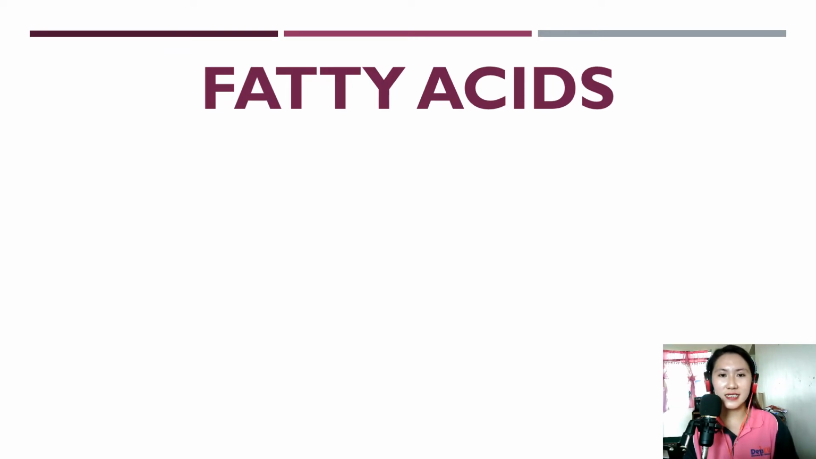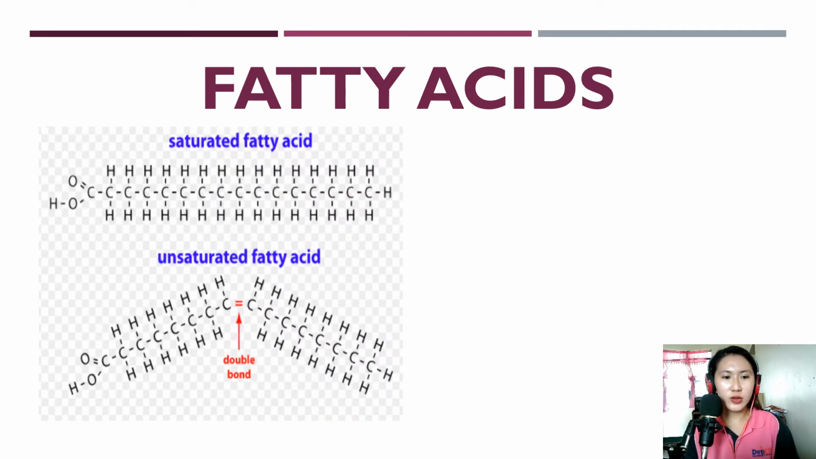So fatty acid can either be saturated or unsaturated. When we say saturated fatty acid, these are the fatty acids that have single bonds. It is usually present in animals, okay? Animals and humans. Next naman, if we say unsaturated fatty acid, it has a double bond, one or more double bonds. It is usually found in oils, okay?